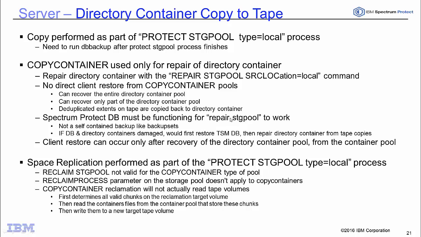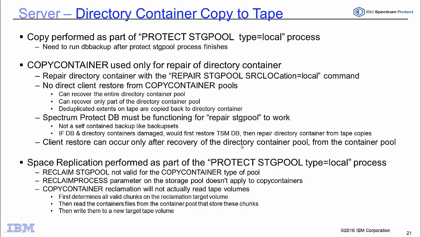We do bring back the duplicated extents from the tape and copy them back into the directory container as duplicated extents. Now this is not a self-contained backup like backup sets, so you do have to have your Spectrum Protect database up and running. If you had a complete disaster and lost your Spectrum Protect server, you would first restore your Spectrum Protect database, and then you would rebuild your directory containers by issuing that repair storage pool source location equals local, and finally you restore the data back to your clients from the container pool.